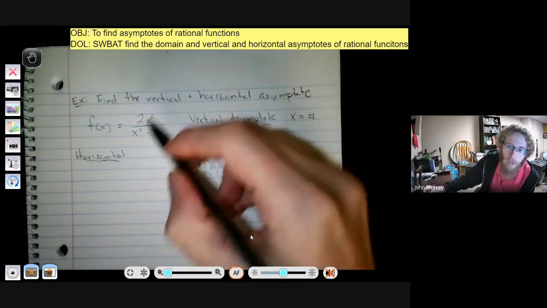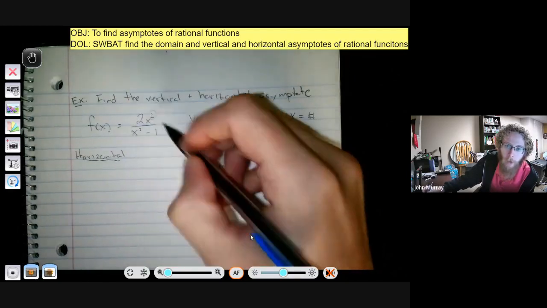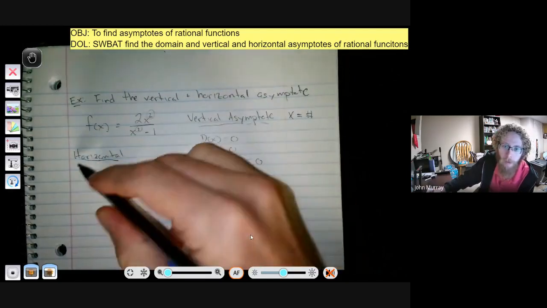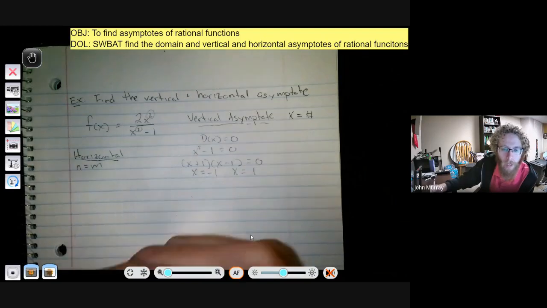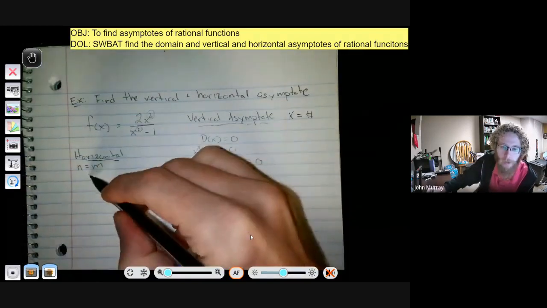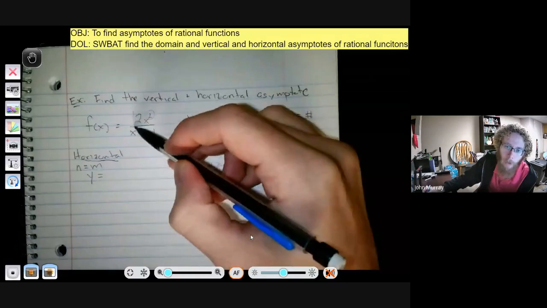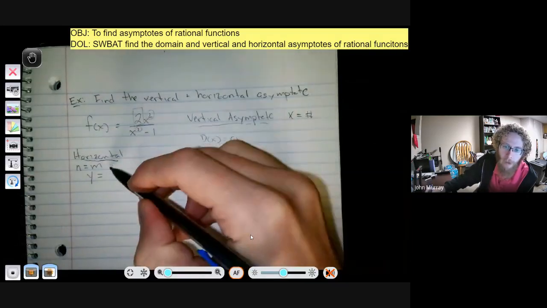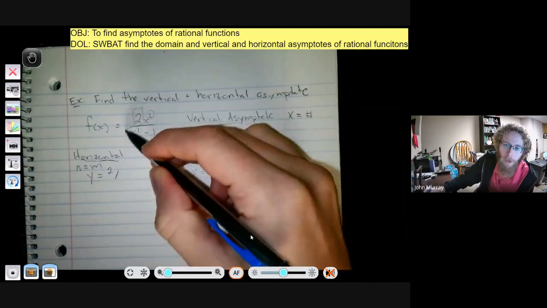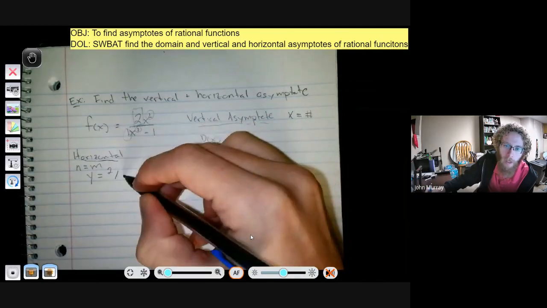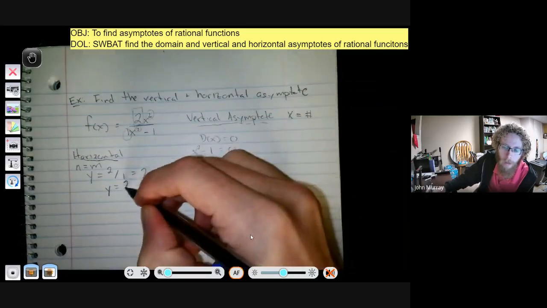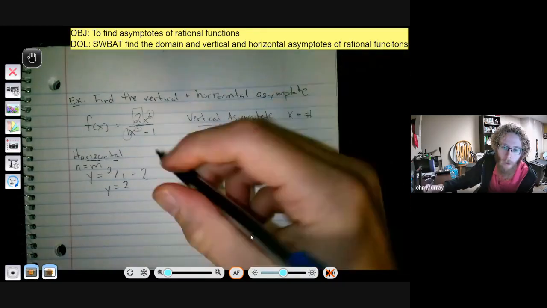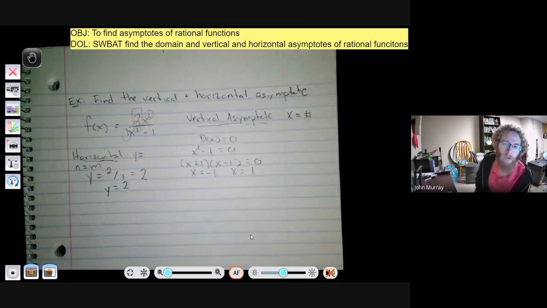Now the horizontal asymptote. Okay, we have to look at the degrees of our numerator and denominator. Here I have a degree of 2. Here I have a degree of 2. So I have n equals m. So going back, we're going to look at the leading coefficients. My leading coefficient for the top function is 2. My leading coefficient down here, I don't see anything, but that's going to be a 1. So my horizontal asymptote is y equals 2. Again, horizontal is always going to be y equals.